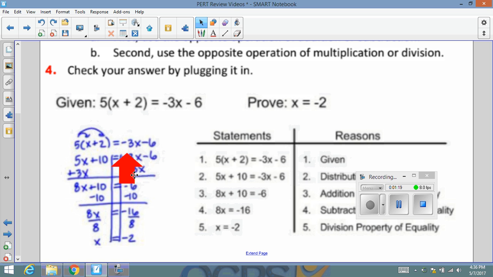Now we have an x on the right side and an x on the left side. So we're going to get it to one side. We're going to do that by doing the inverse operation here. So this is a negative 3x. We're going to add 3x to both sides. And then we're going to isolate that variable. So first we're going to take care of this plus 10 by subtracting 10. And then we're going to divide by 8.